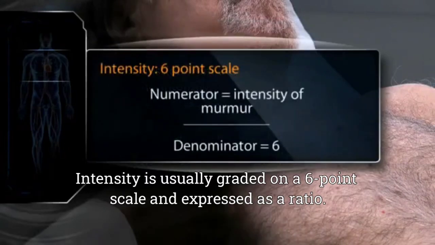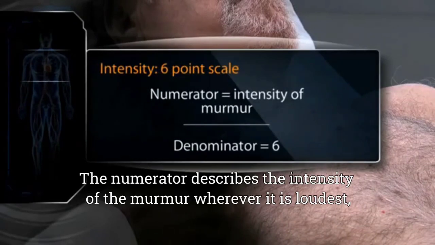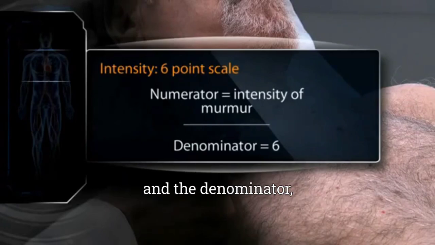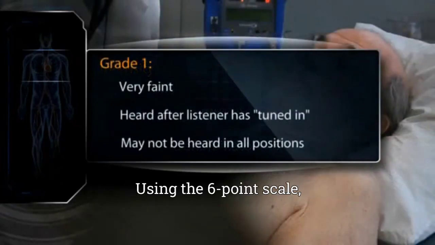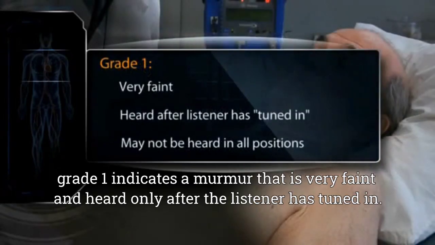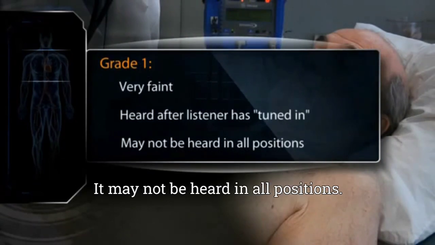Intensity is usually graded on a 6-point scale and expressed as a ratio. The numerator describes the intensity of the murmur wherever it is loudest, and the denominator, by convention, is 6, indicating the scale you are using. Using the 6-point scale, grade 1 indicates a murmur that is very faint and heard only after the listener has tuned in. It may not be heard in all positions.